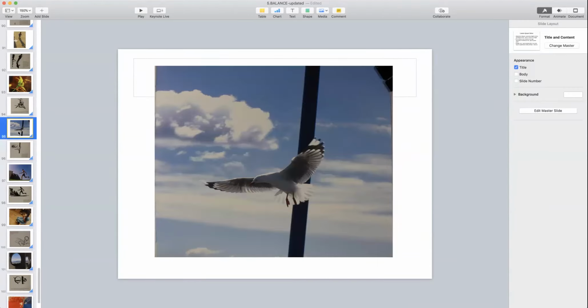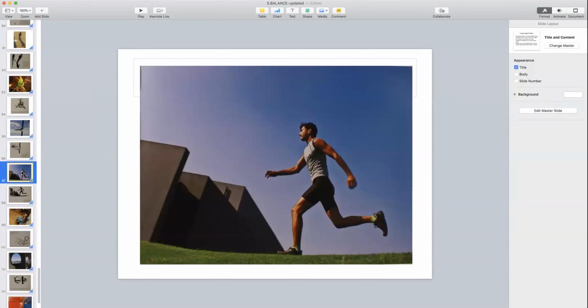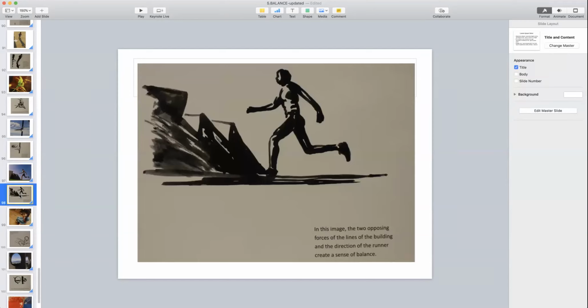Look at this cloud, which if it were not there, then it might not look as interesting the way it looks now. Now, this is a very dynamic photograph in terms of the lines which we were talking about earlier, how the lines can lead to a balance. Here you can see that the two opposing forces of the lines of the building and the direction of the runner create a sense of balance.